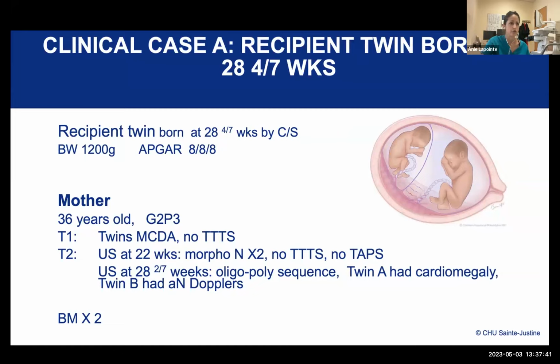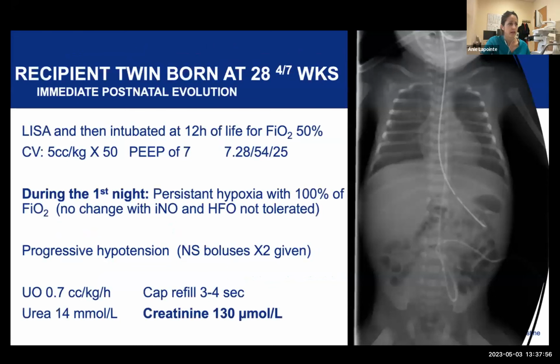However, at 28 plus 2 weeks of gestation, oligohydramnios sequence was seen. Twin A had cardiomegaly and twin B had abnormal Dopplers. So betamethasone was given to the mother and the twins were born 2 days later.